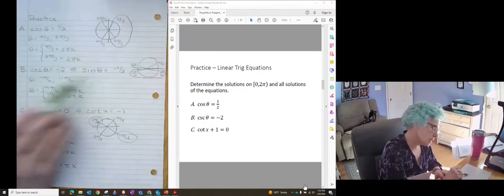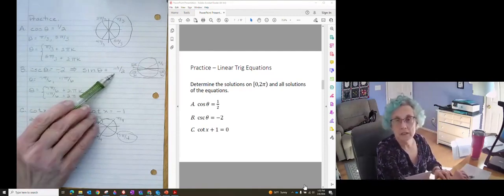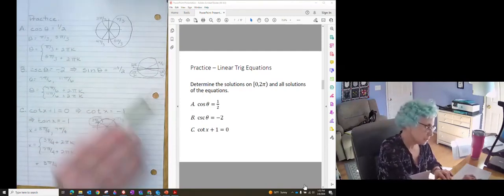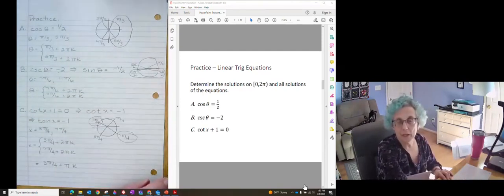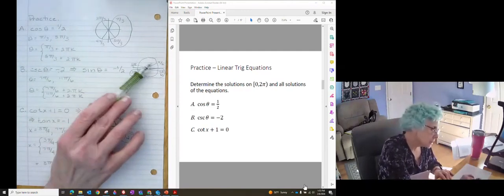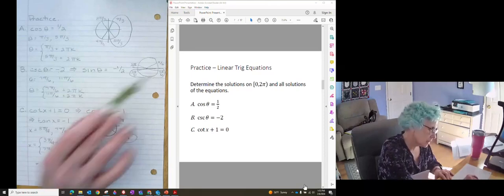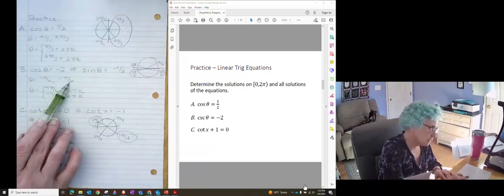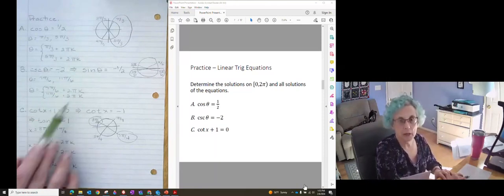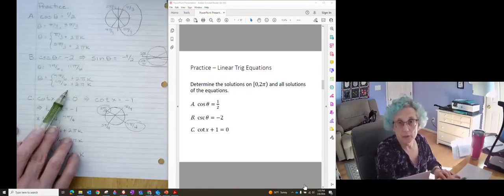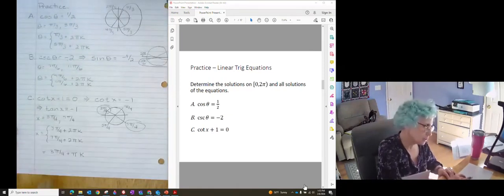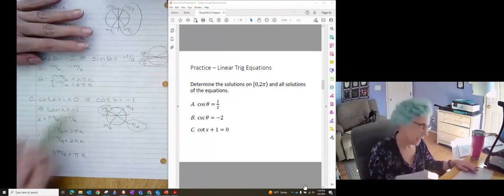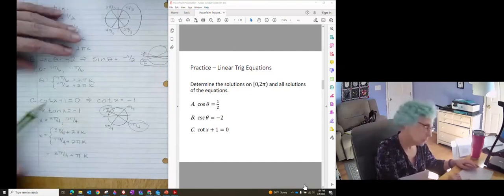Cosecant is negative 2 means that sine is negative 1/2. So again, I drew where sine is a half, which is at things with 6 in the denominator. And the negative ones are 7 pi over 6 and 11 pi over 6. And you need intervals of 2 pi, so multiples of 2 pi can be added or subtracted. K could be negative, remember.